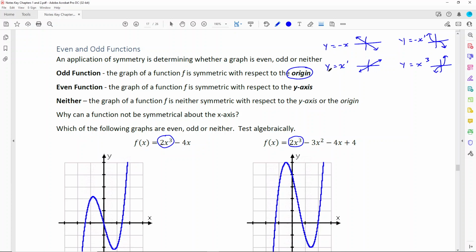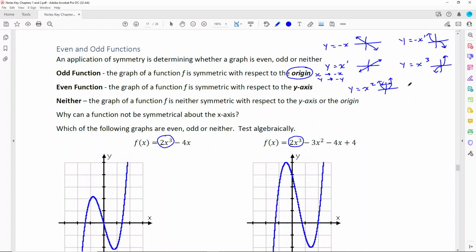To test for origin symmetry, you replace x with negative x and y with negative y, right? We already did this. Even functions. Let's look at our basic even function that we know. Y equals x squared, right? That's our parabolic shape that looks like this. Now, this is not symmetric about the origin. This is symmetric about the y-axis.